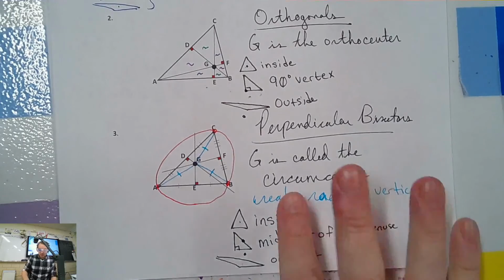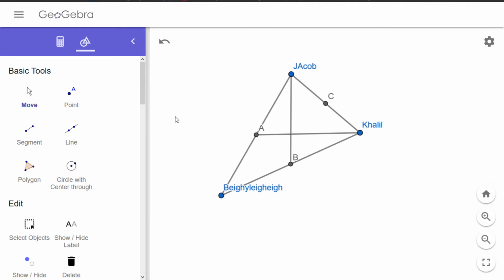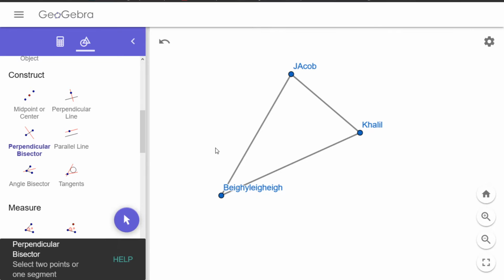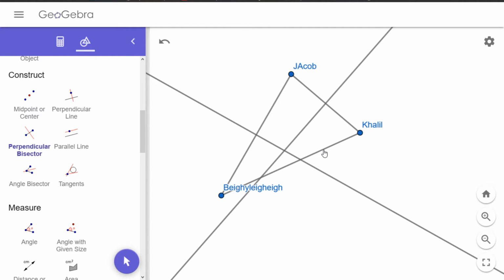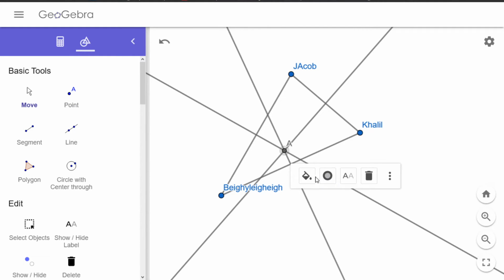Let's go back and look at the perpendicular bisectors. What's the center that the perpendicular bisectors make? 90 degrees. What center do they make? Circumcenter. That's right. And the circumcenter is the center of what?